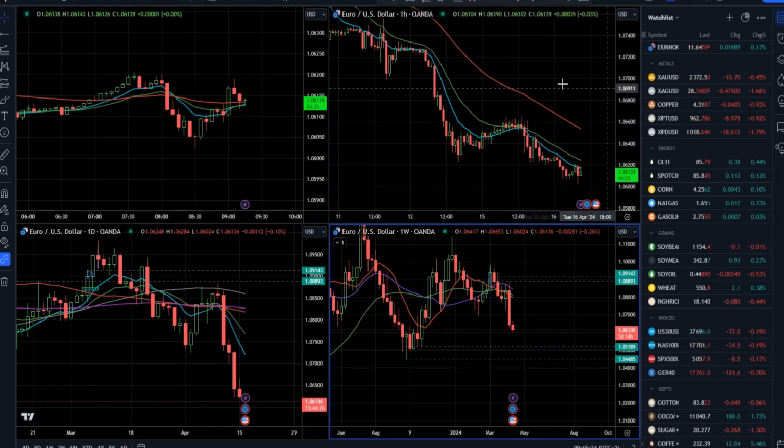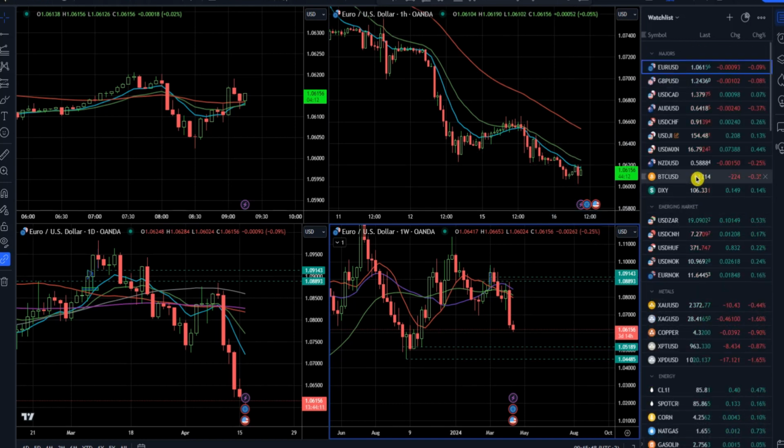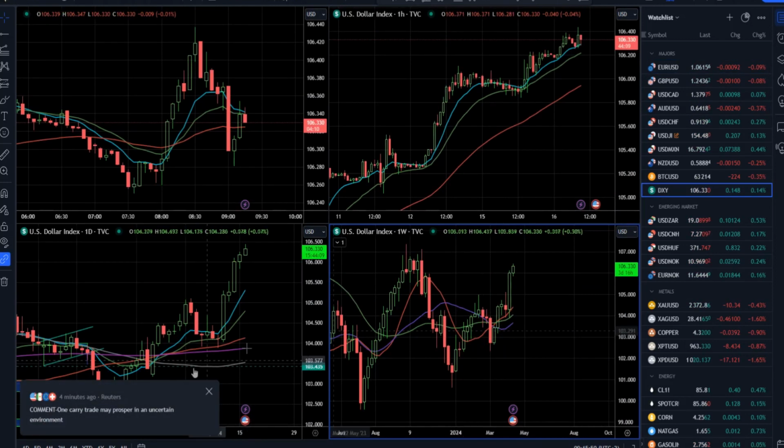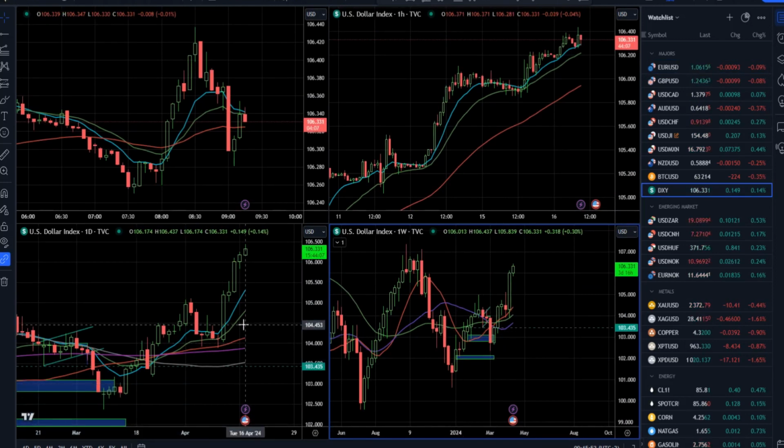On the hourly time frame here, as you can see, we have lower highs and lower lows. The market is respecting the declining 10 and 20 bar moving averages on the hourly time frame. So there is a chance for a stronger and bigger downside movement in the next period on the Euro dollar.